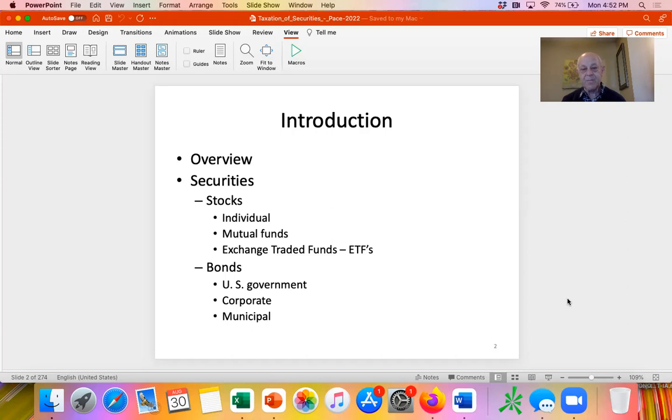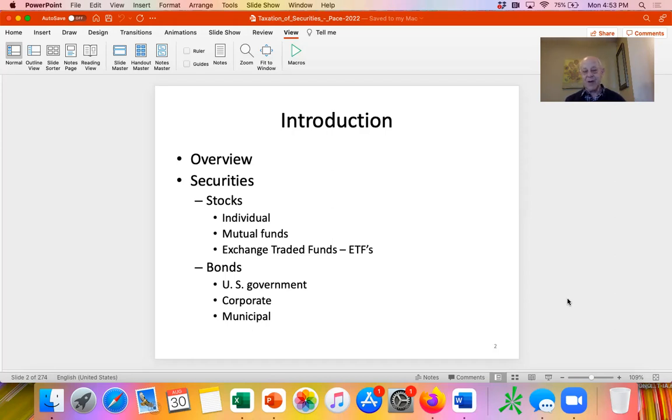And so by pooling investors together, we're able to buy shares of these entities, and we now have exposure to many more stocks than we could have ever purchased on our own. And mutual funds will have their own set of tax rules that we will talk about. There are also funds called exchange-traded funds. They're mutual funds with a twist.